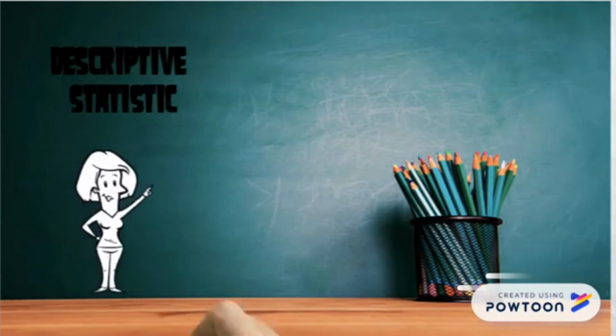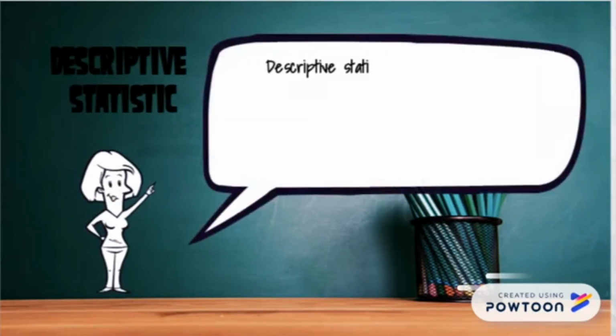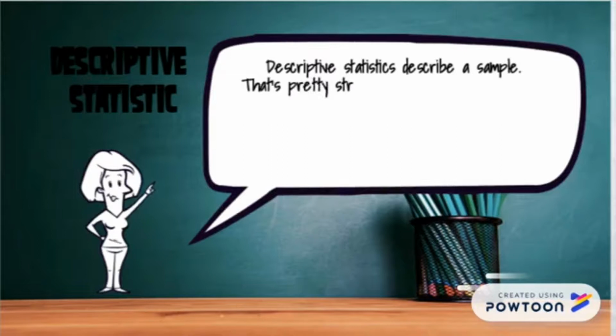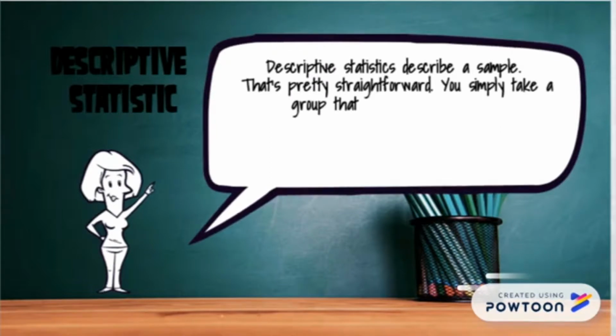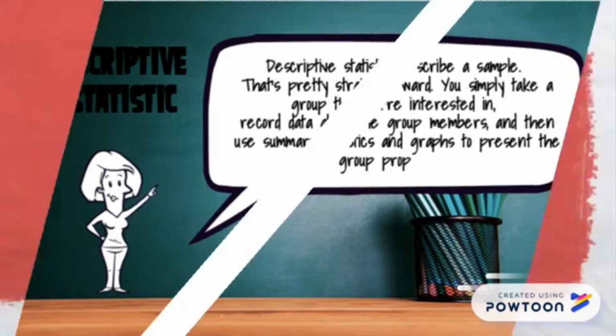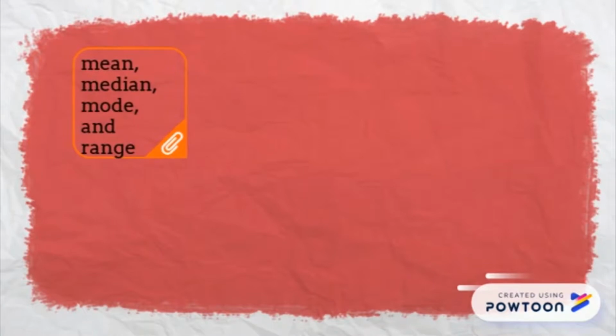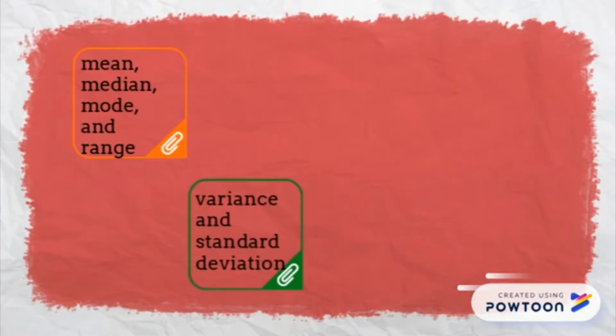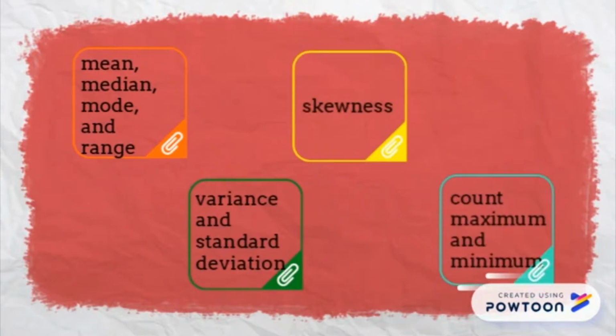Descriptive statistics describe a sample. That is pretty straightforward. You simply take a group that you are interested in, record data about the group members, and then use summary statistics and graphs to present the group's properties. This also includes mean, median, mode and range, variance and standard deviation, skewness, and count, maximum and minimum.